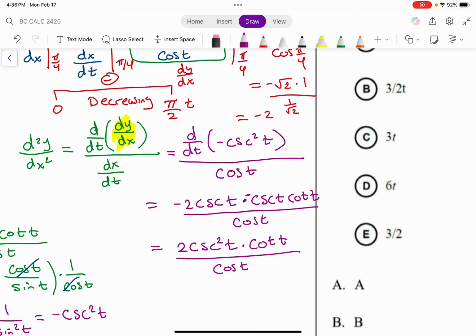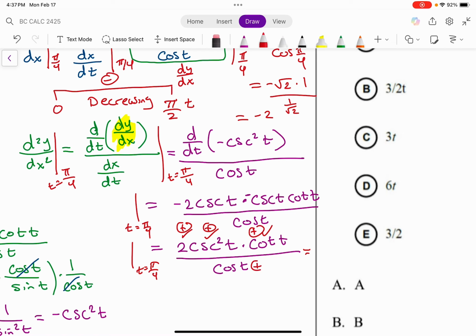divided by cosine t. Now if you're clever, we can know what's going to happen on the interval 0 to pi over 2, because if I plug in pi over 4 for t, evaluating this at pi over 4, squaring something always becomes positive. Cotangent of pi over 4 from above we know is positive. So I've got a positive and a positive, and I'm not even evaluating cosine of pi over 4. So it's going to be positive. I'm just going to write positive because we don't really care what it is as long as we know it's positive.